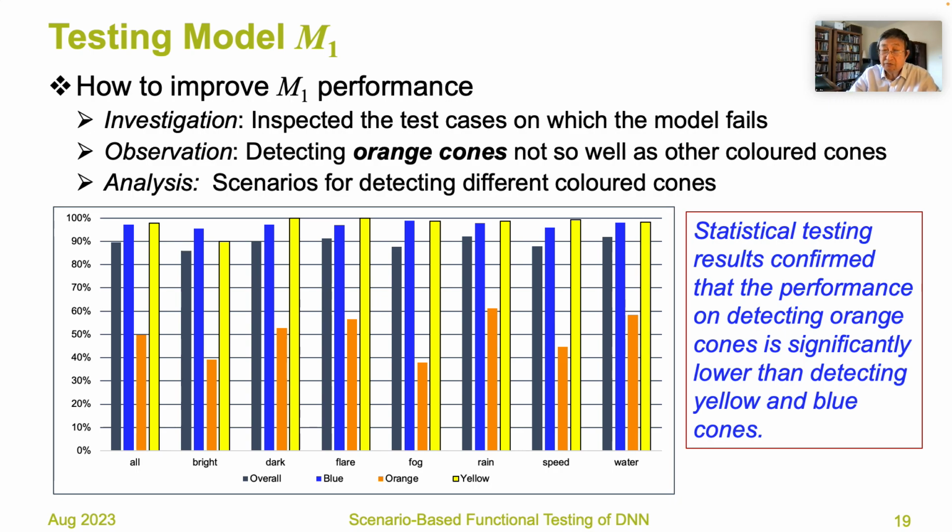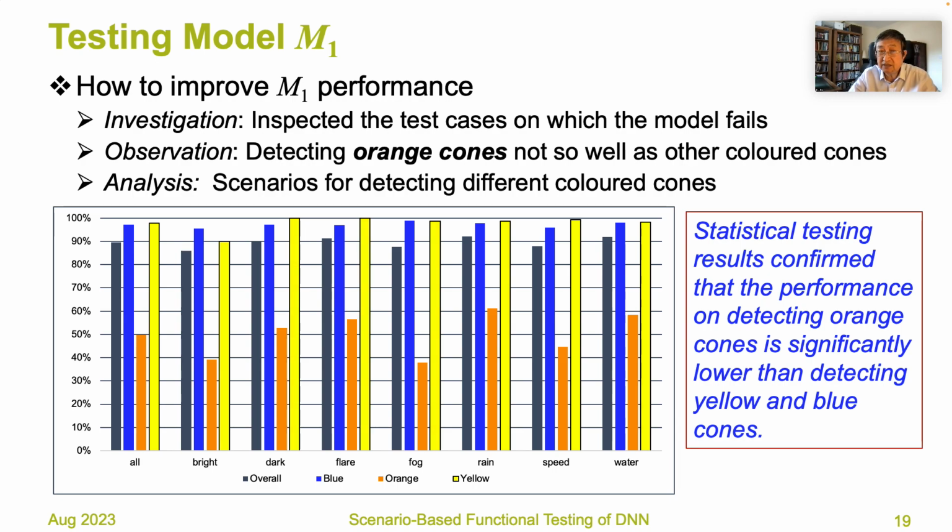So the performance of M1 has improved. However, it is not as big an improvement as we would expect. So how to further improve M1's performance becomes another question. We again investigated how the model fails. We inspected the test cases on which the model fails, and we observed that the orange cones are not detected as well as other colored cones.